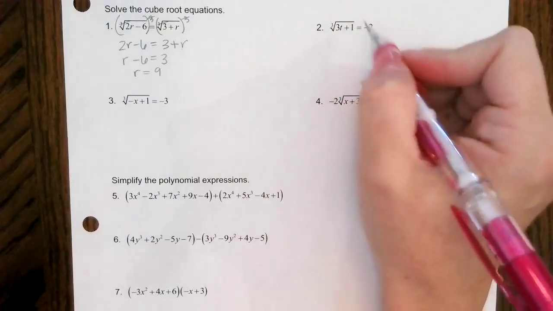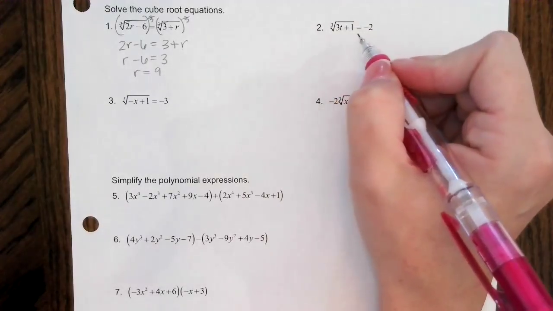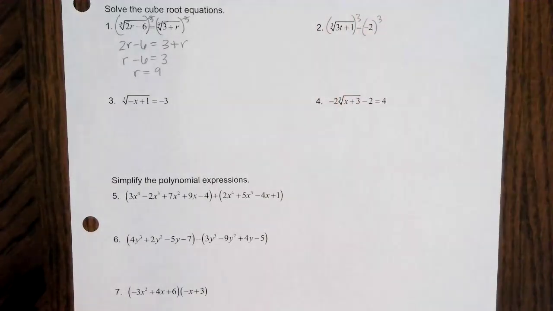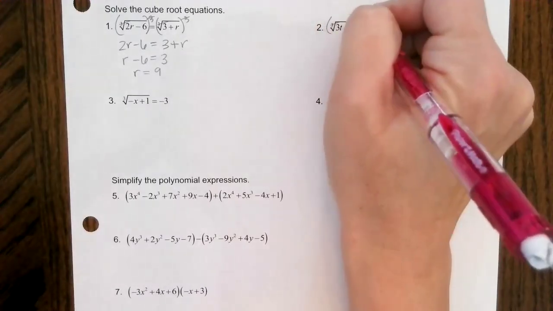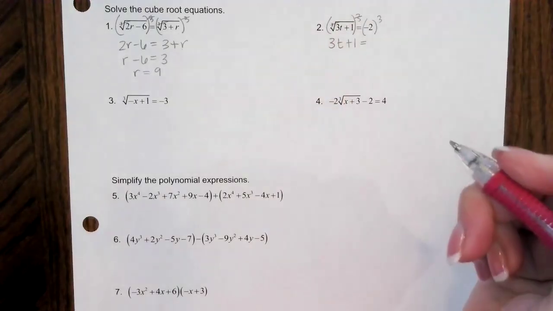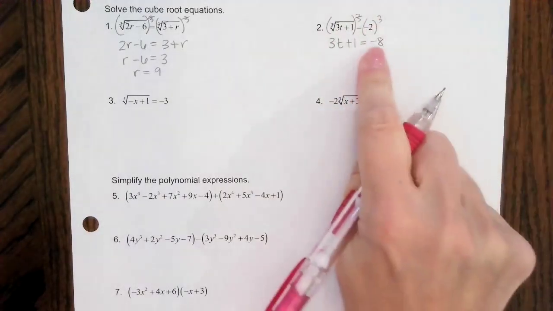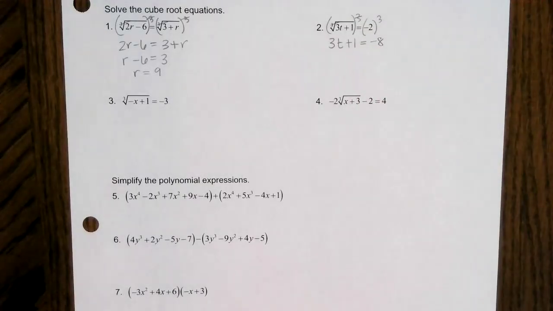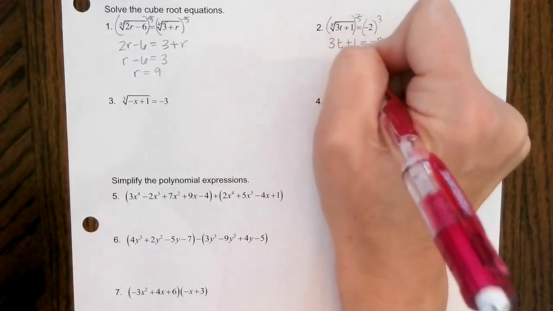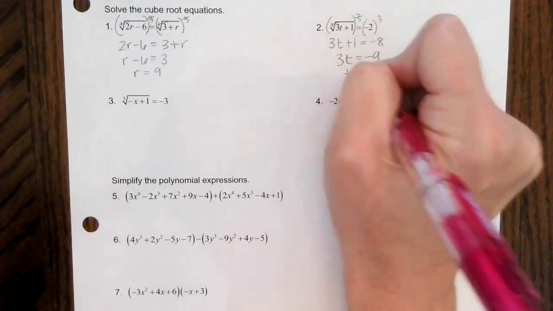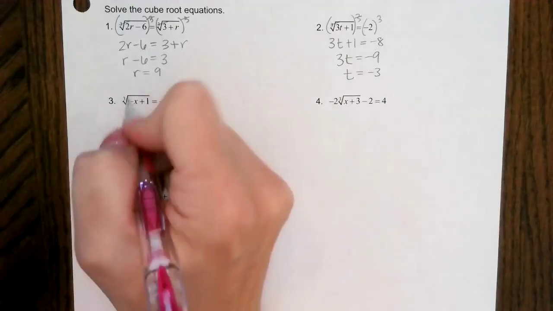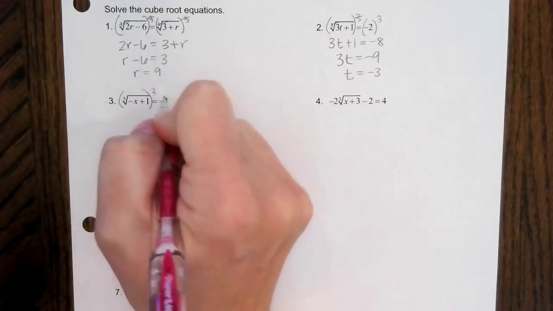All right, we're going to try this next one here. My radical is isolated, so we've got the cube root by itself on this side of the equal sign. So I am ready to go ahead and cube both sides. Now, when I cube this, the cube root and the cube cancel, and we get 3t plus 1 is equal to negative 8. Remember, you can have a negative here because negative times a negative times a negative gives us a negative. Now we're going to subtract the 1 and divide by 3, and my t is equal to negative 3.